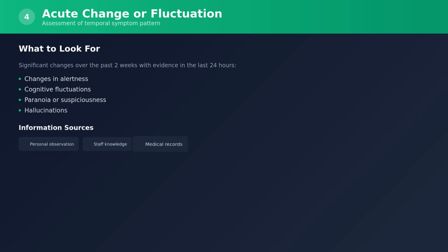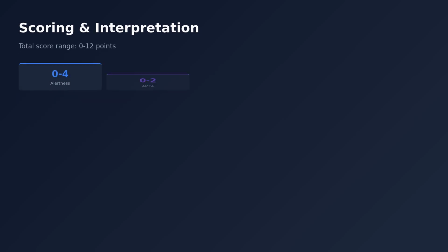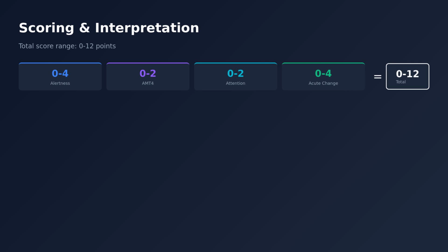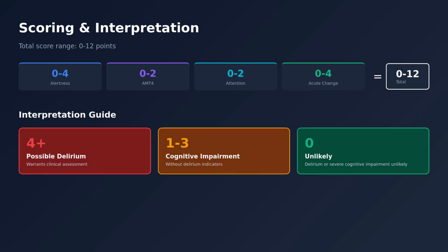Component 4, acute change or fluctuation. Look for significant changes over the past 2 weeks with evidence in the last 24 hours. This includes alterations in alertness, cognition, paranoia, or hallucinations. Use information from staff, medical records, and family. No evidence of change scores 0. Clear evidence presents scores 4 points.